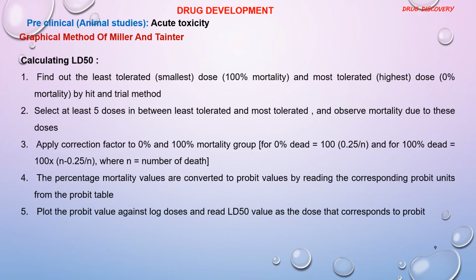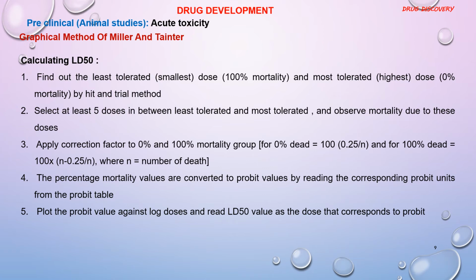The method of calculating LD50 value in graphical method. First, by hit and trial method, the least tolerant dose and the most tolerant dose is estimated. Then 5 doses between the least tolerant and the most tolerant doses are taken, and these are given to the groups.